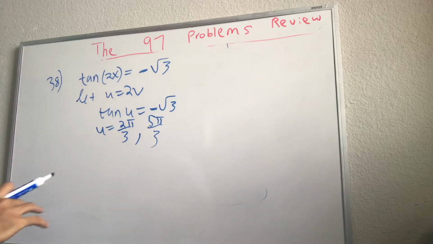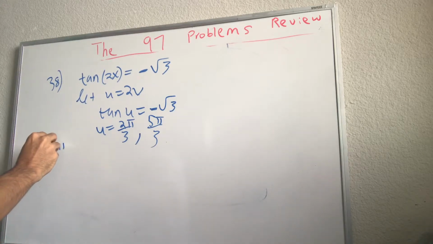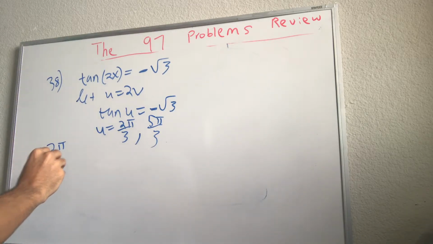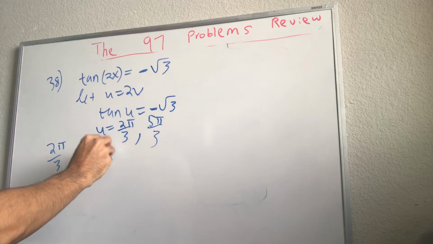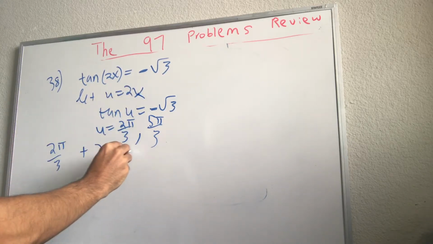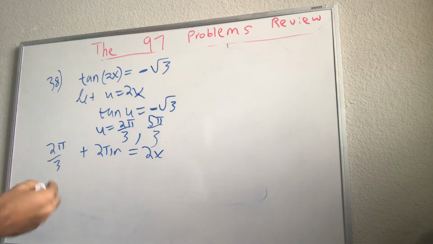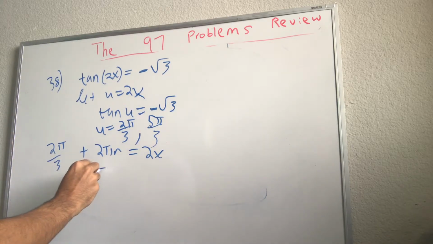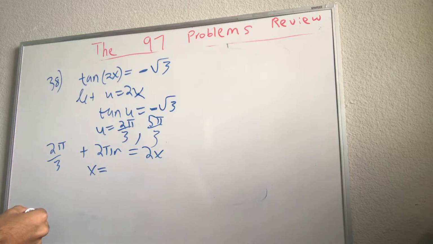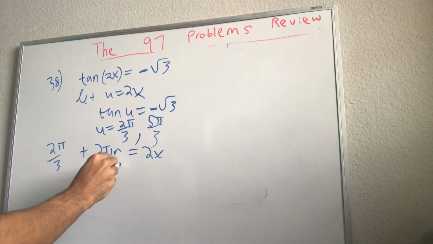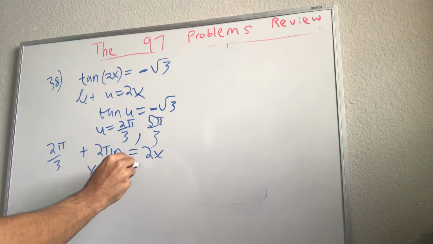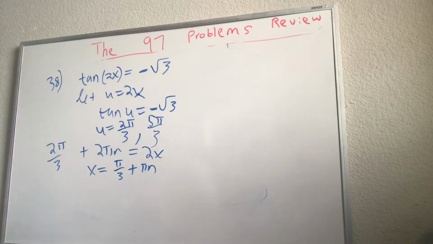Now you use the same concept here. You know what the value for u is, so we can say 2 pi over 3 plus 2 pi n must equal 2x. And so you can further solve this, and you see that x must be 2 pi over 6, which is just pi over 3, plus pi times n, or pi n.